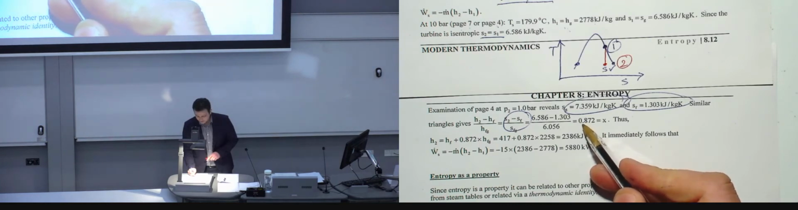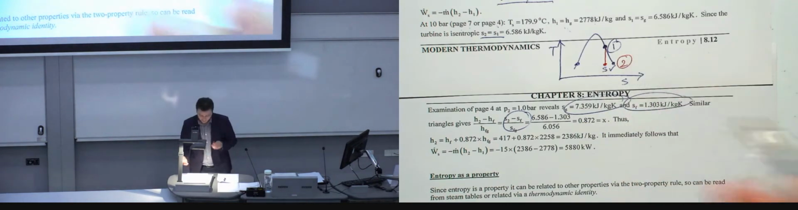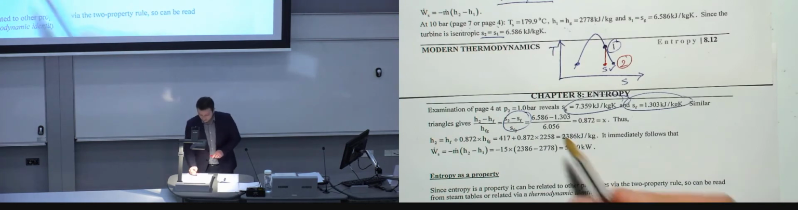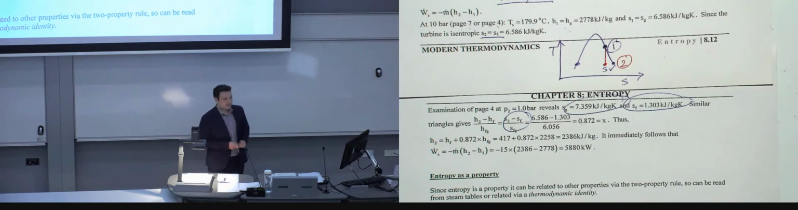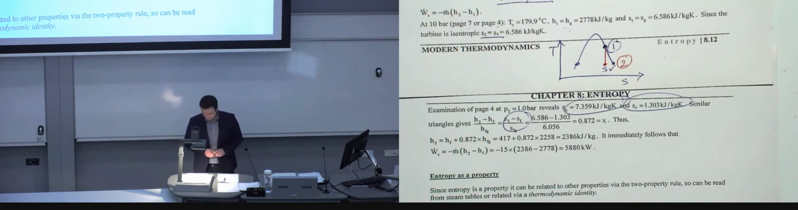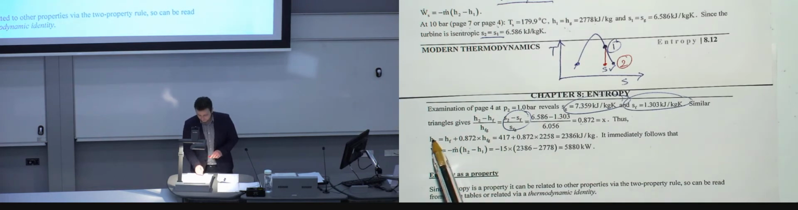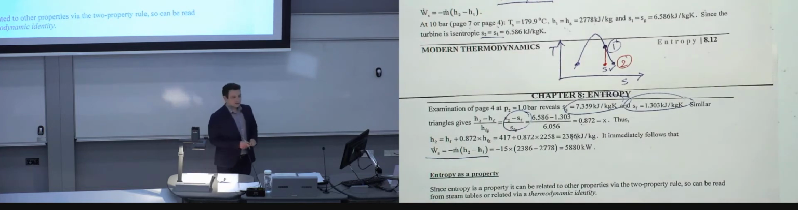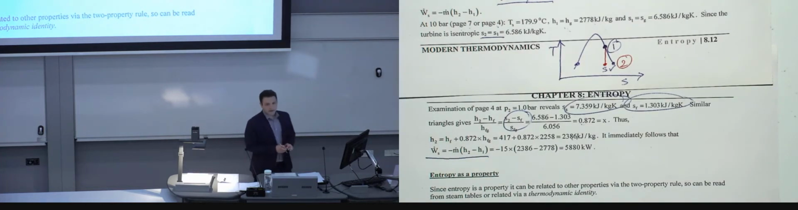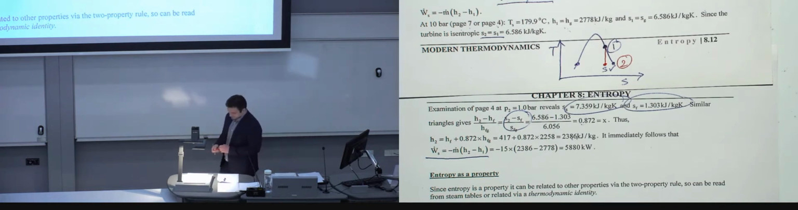You find that your steam now, because it's two-phase flow, is going to be a mixture of steam and water. X is now 0.872, so it's 87.2% dry. And the last step is to find H2, which you can find from this equation. By finding H2, this allows you to go back to the original equation that we had, and this would give you the power output from the turbine.